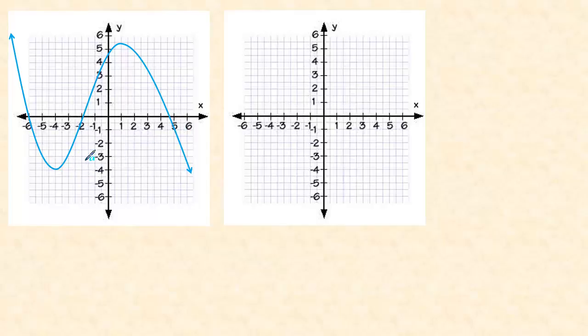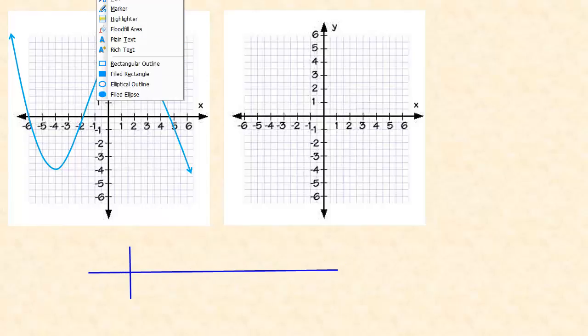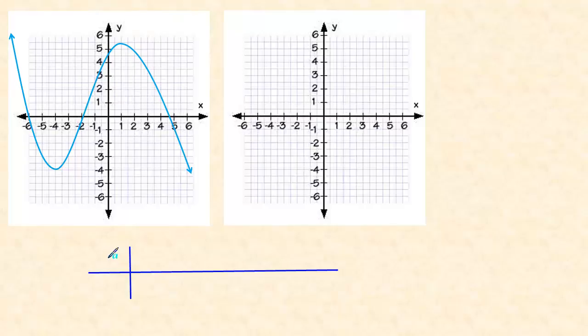Okay, so what we're going to do here, we've got a function, and on the second set of axes here, I'm going to try to plot the gradient function. Now, in order to make this clear, I'm going to make up a table where I'll have my x coordinate and then the gradient.